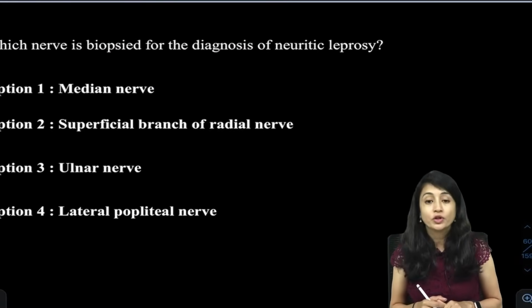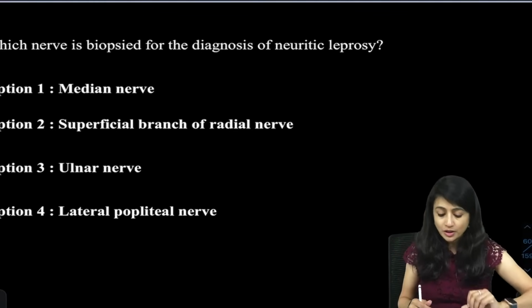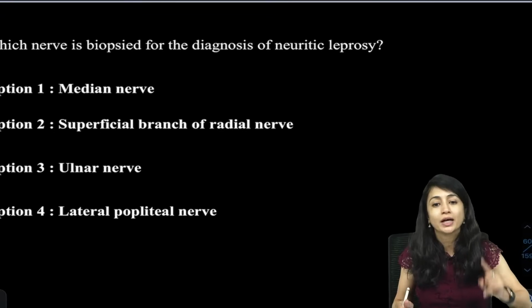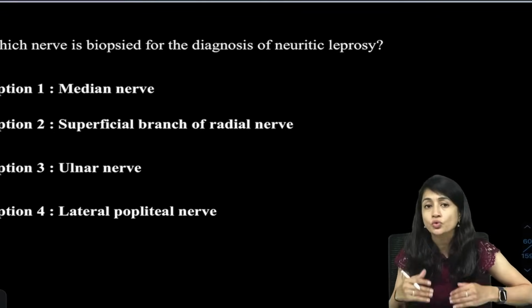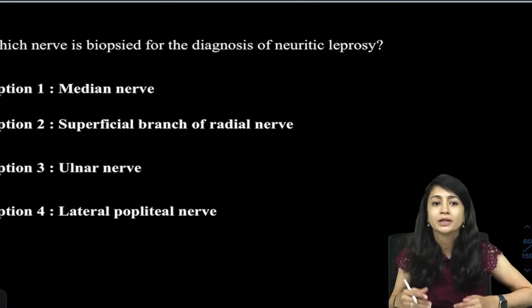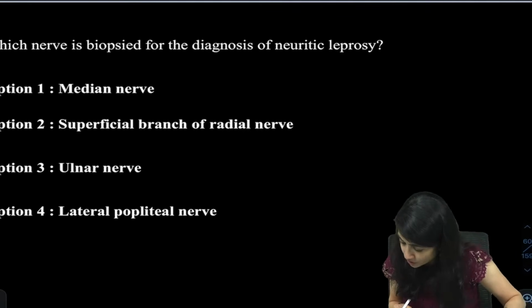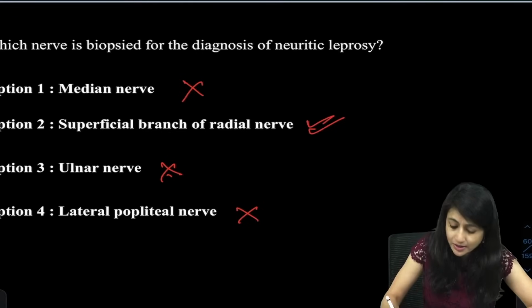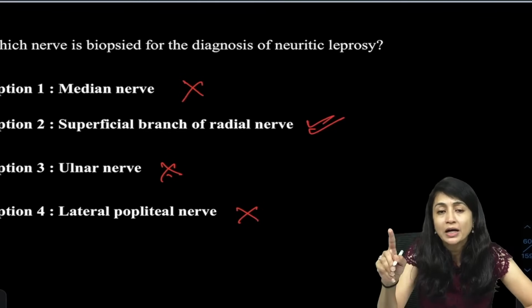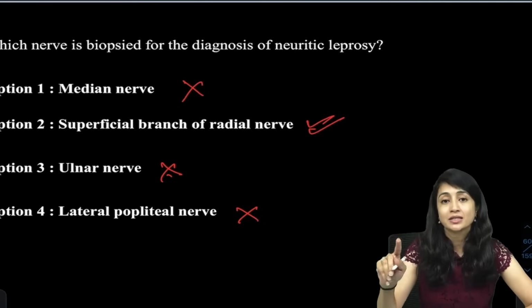Which nerve is biopsied for diagnosis of neuritic leprosy or pure neuritic leprosy? Another important question which people get confused with. So pure neuritic Hansen, I'll quickly tell you, is a type of Hansen that typically is seen only in Indian classification. Here you do not have any lesions, but nerve involvement is present, and that is what is manifested. So amazing, very good all of you. Please don't say ulnar nerve, please don't say median nerve, please don't say this. Answer is this. Please remember, whenever you are biopsying a nerve for neuritic leprosy, you have to do it from a nerve which is strictly sensory in nature.